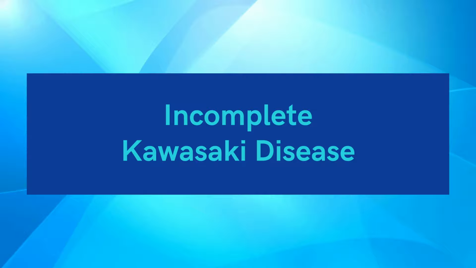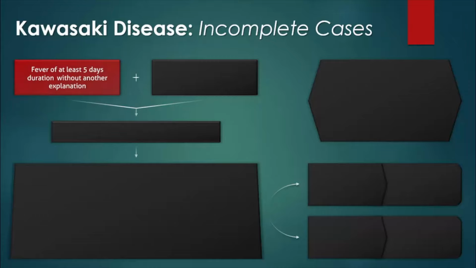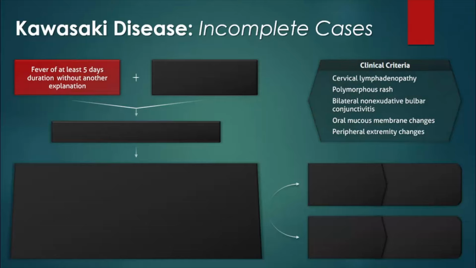Kawasaki disease should be considered in any child that has a fever of 5 days duration without any other explanation. If in addition to the fever criteria, 4 or 5 of the clinical criteria are met, then the diagnosis of Kawasaki disease is established. However, when only 2 or 3 of the clinical criteria are met, then a case of incomplete Kawasaki disease should be considered.